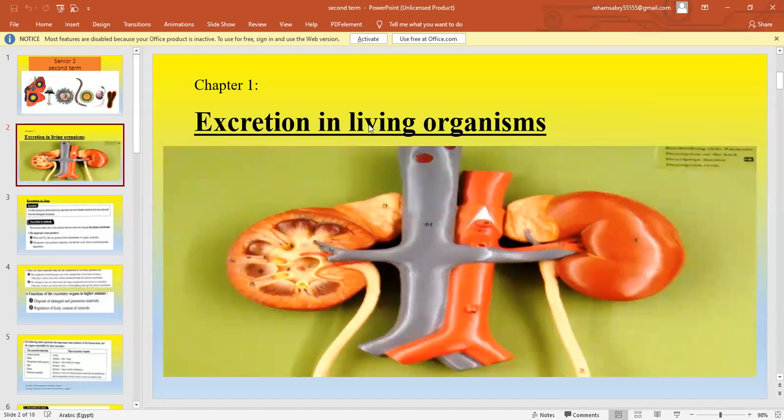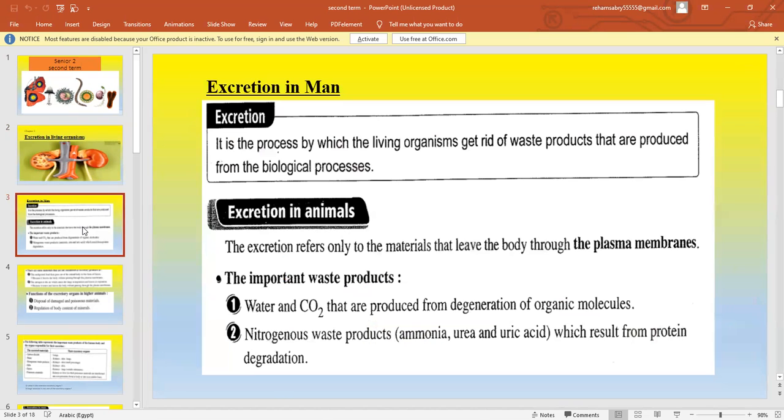Excretion in living organisms. This is the name of our chapter. We are going to talk about how living organisms get rid of their wastes and undigested food. Okay, let's start with excretion in man. What is the meaning of excretion?